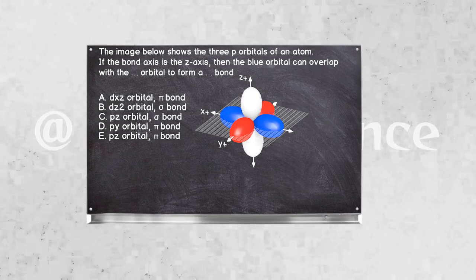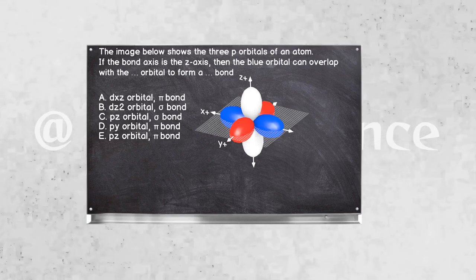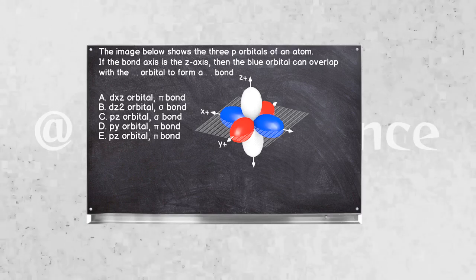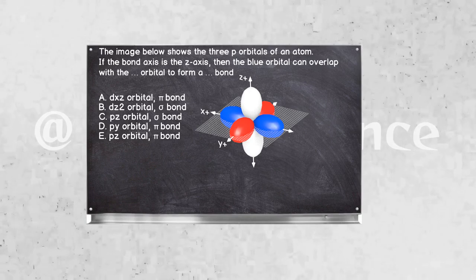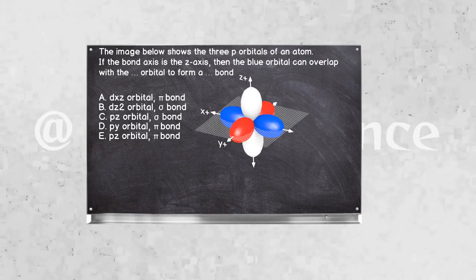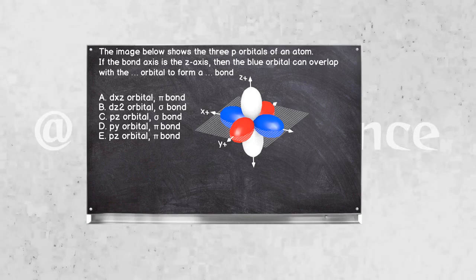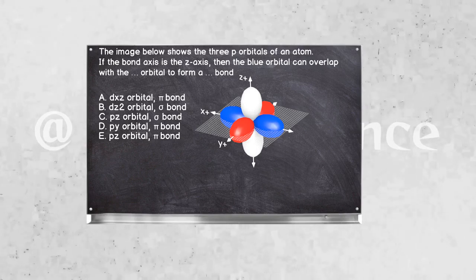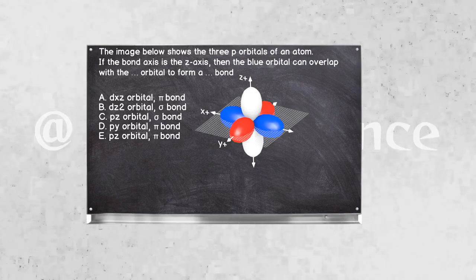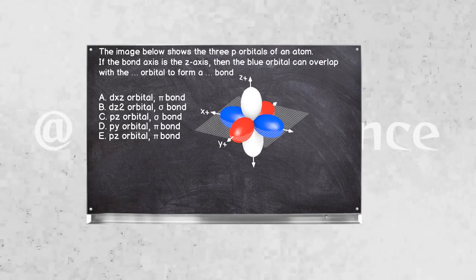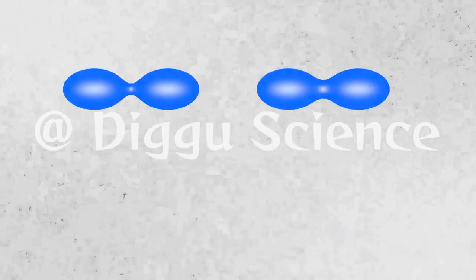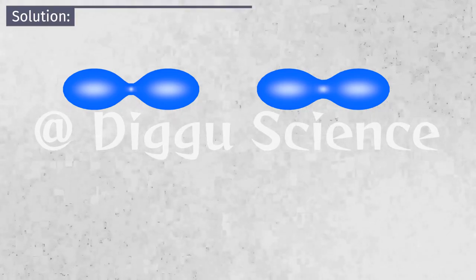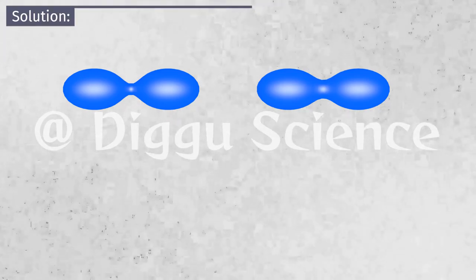A p orbital of an atom. If the bond axis is the z-axis, then which orbitals can overlap with which orbitals to form which bonds? This problem is quite simple. We won't have much difficulty. As a refresher, we will explore the concept of sigma bonds and pi bonds.